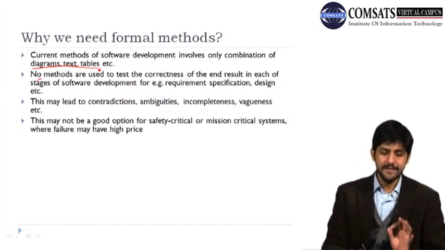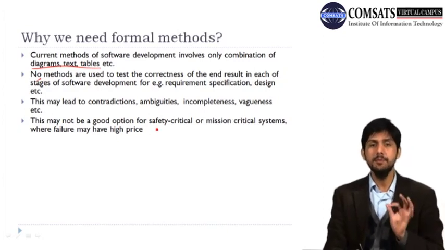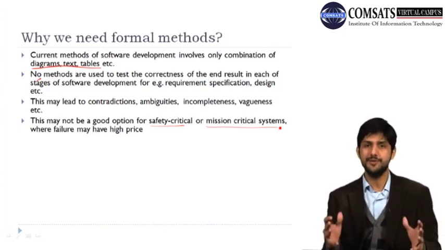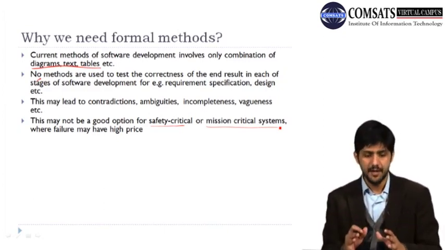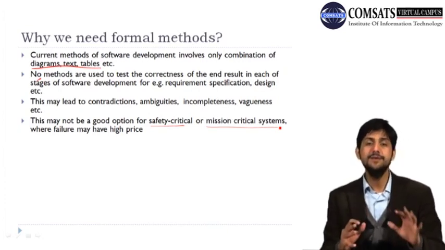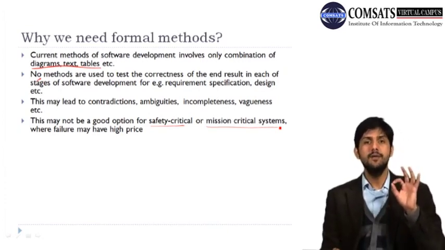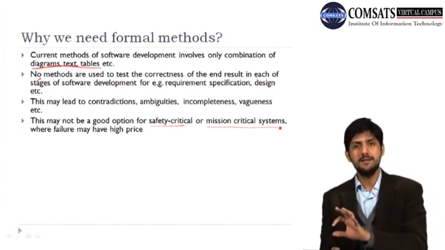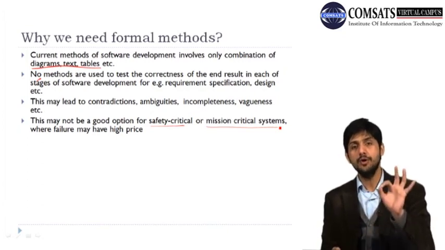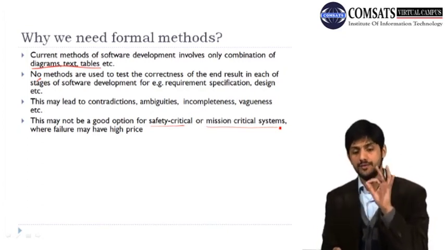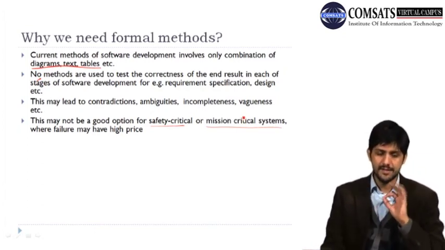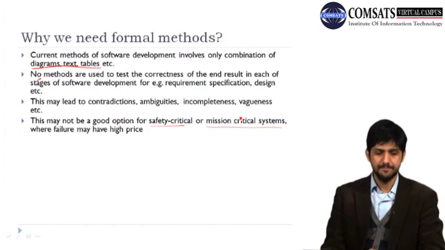And as I said, this is not an acceptable option for safety-critical or mission-critical systems, where failure is not a choice, or whenever you have a failure, you pay a very huge price. So as I said, your choice of formal methods would normally lie with critical systems. Even for those critical systems, when you're modeling those critical features, you want to specify those features formally, because you do not want any ambiguity or any incorrectness in those specifications.